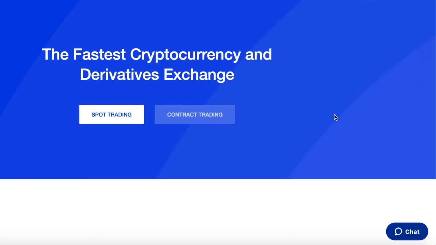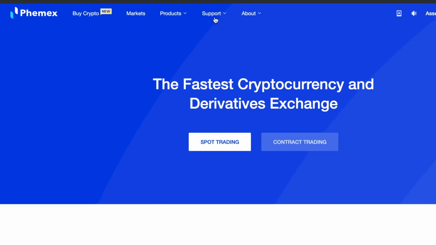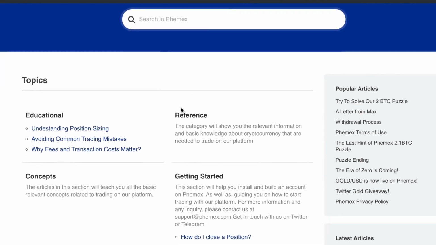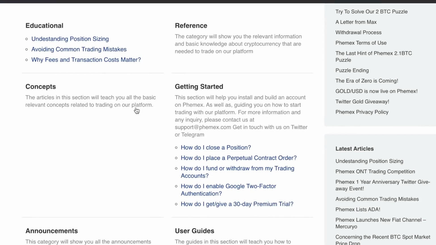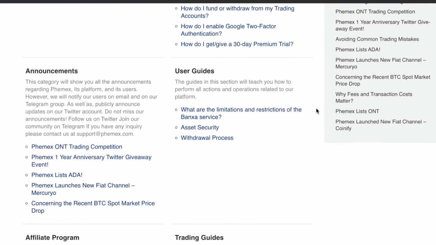And if you want to reach out to the customer support, just click this little chat box down here, enter your name, your email, and your message, and then click Start Chat. The customer support on Phemex is very, very good. You can also click Support up here and click the Help Center. And over here in the Help Center, you will find all the answers to the most common questions, and there's a whole lot of very, very valuable information here. Make sure to check it out.